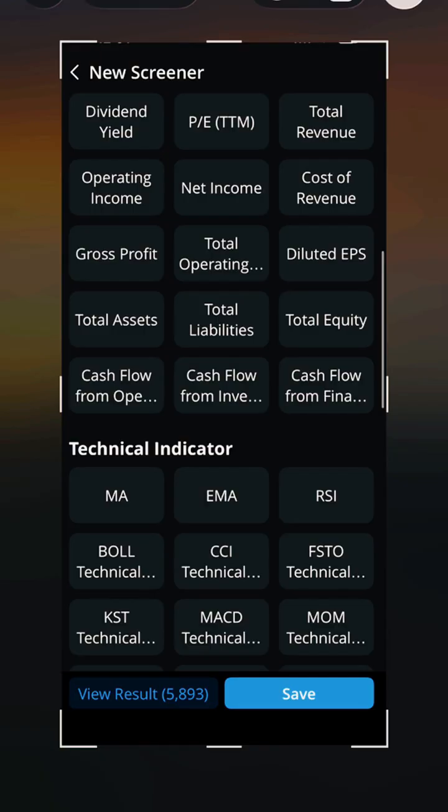A low P/E ratio, under 15 to 20, is possibly undervalued. Undervalued means you don't think this company is worth much, but it's really worth more than what you think it's worth.